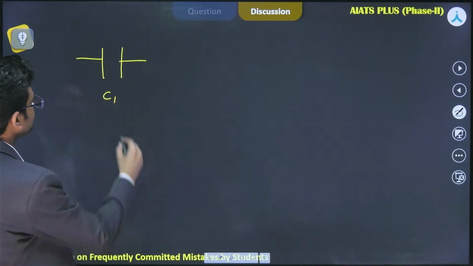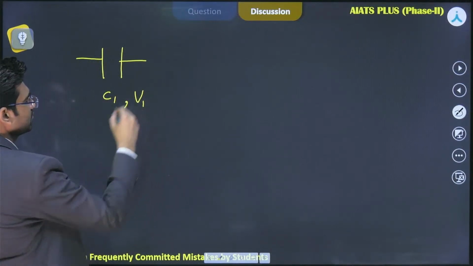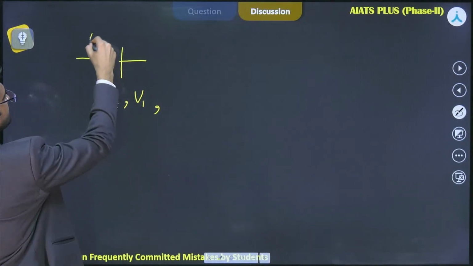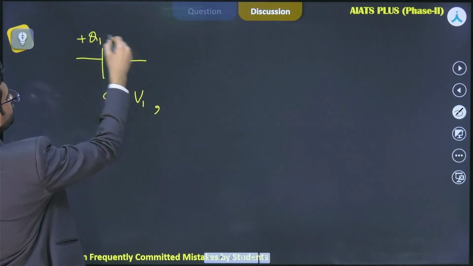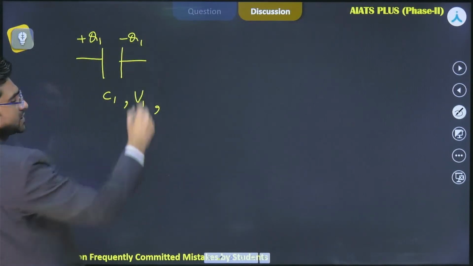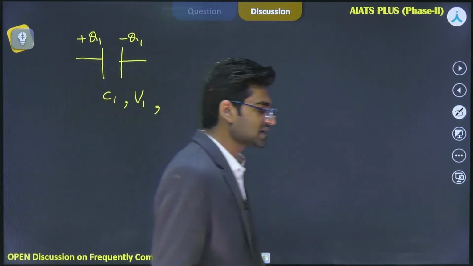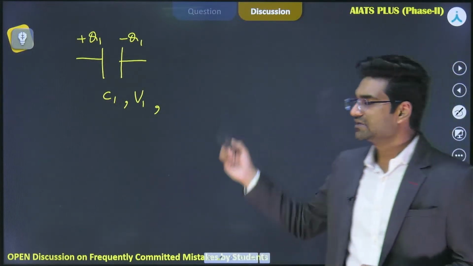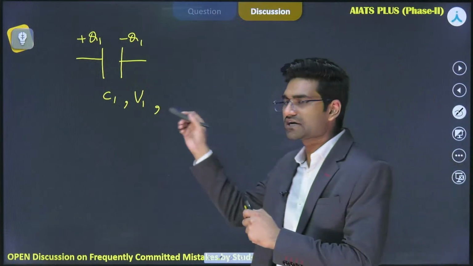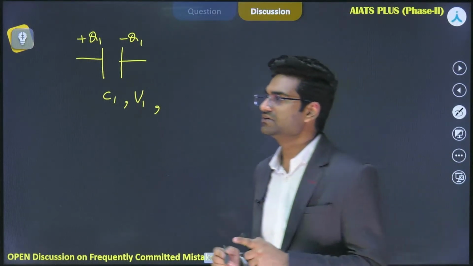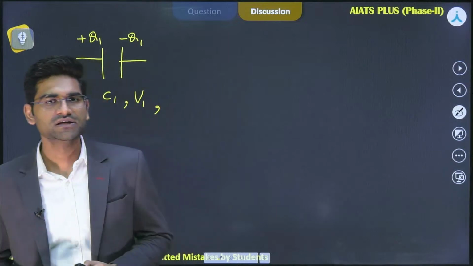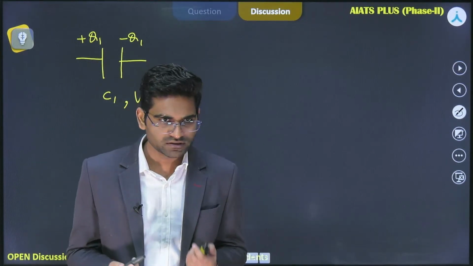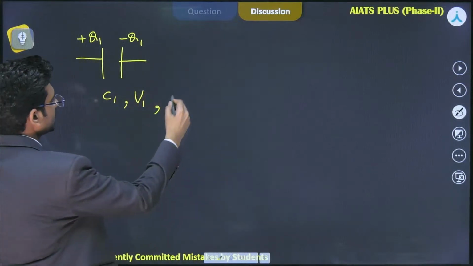It is being charged with some battery of potential V1. So what would be the charge on this? Let's say this is plus Q1 and this is minus Q1, okay? An uncharged capacitor has always equal and opposite charges on its two plates, so the total charge on a capacitor is 0. But whenever we talk about the charge on a capacitor, we only talk about the charge on its positive plate, all right? So what is Q1?